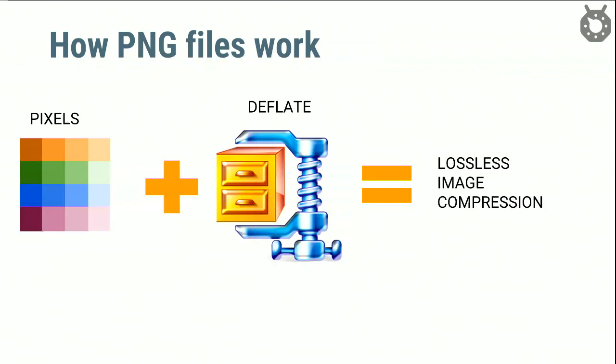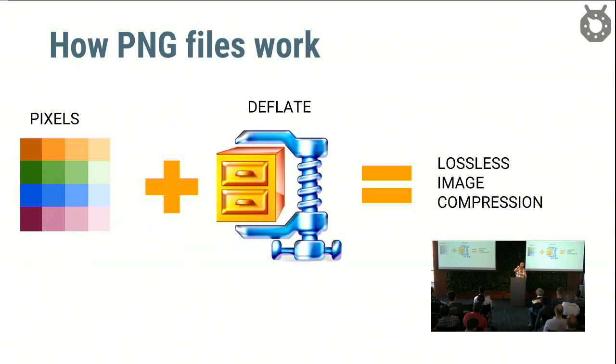So let's talk about PNGs and why they're so crappy for a second. How PNGs work, basically, it's your pixel data and we apply the deflate algorithm, gzip, to it, and you get lossless image compression. There is no quality degradation at all, which is why your designers love it, because it looks amazing, right? They spend all that time making those images, it looks great, but you're paying for it. Your users are paying for it, right?